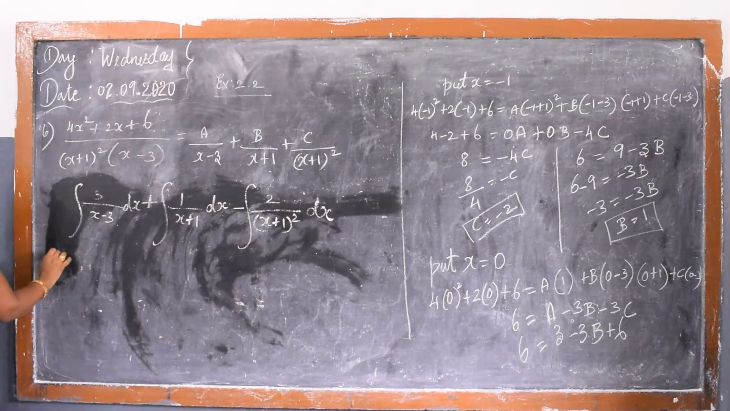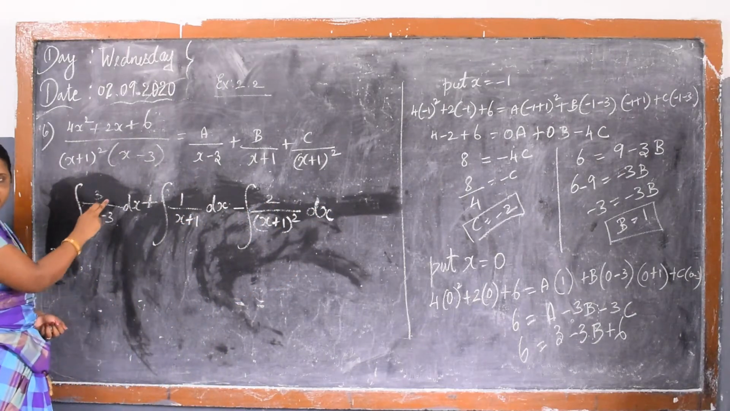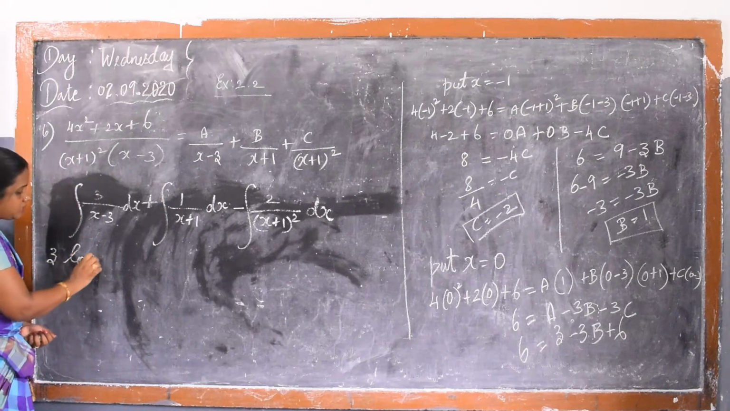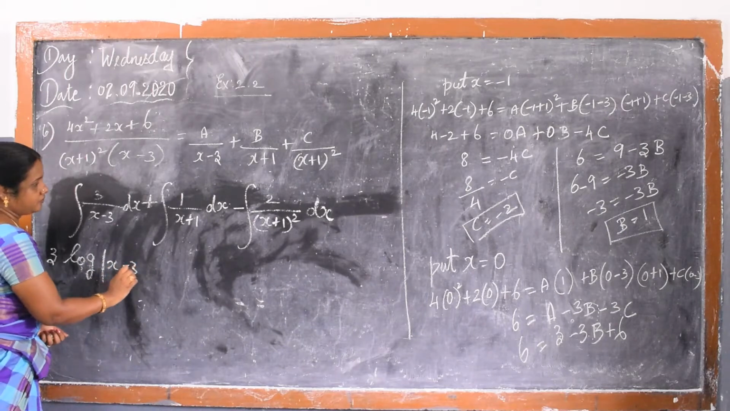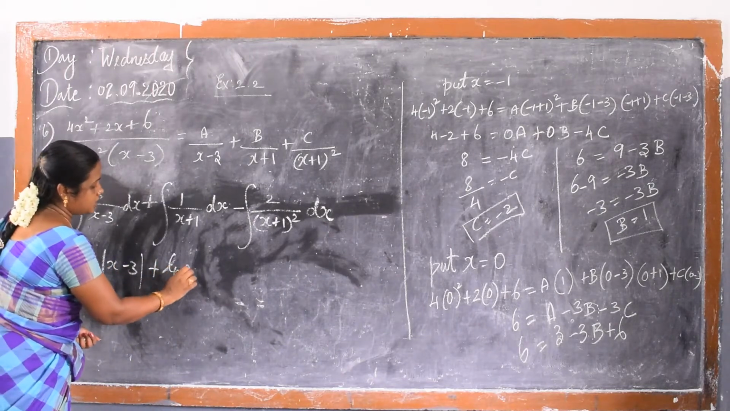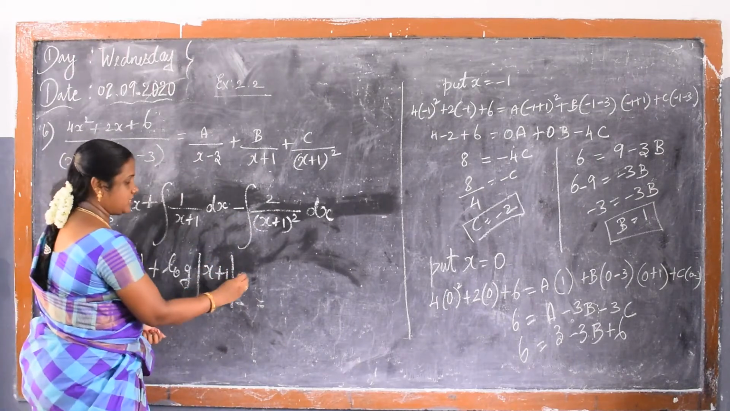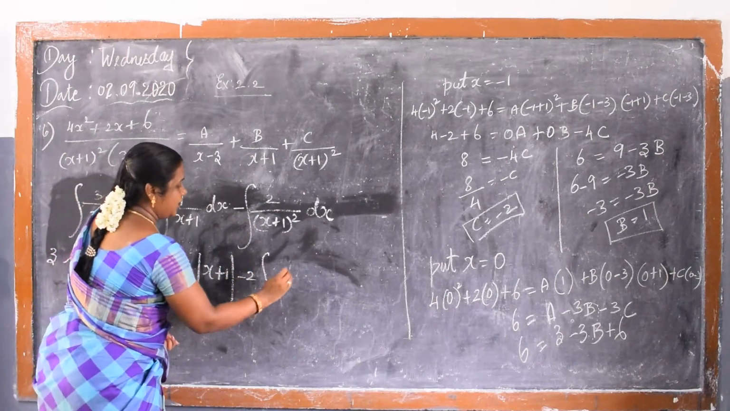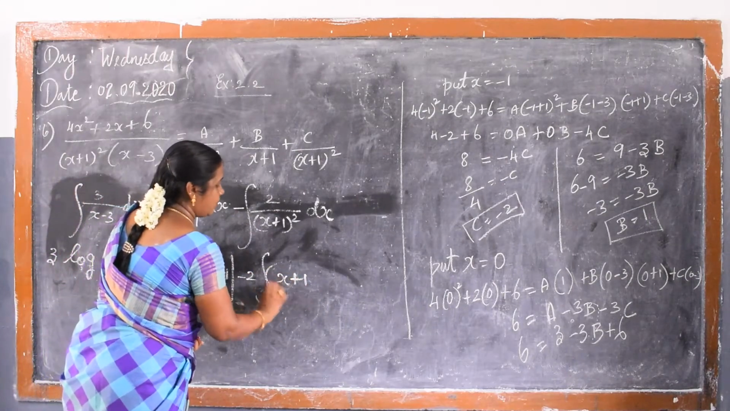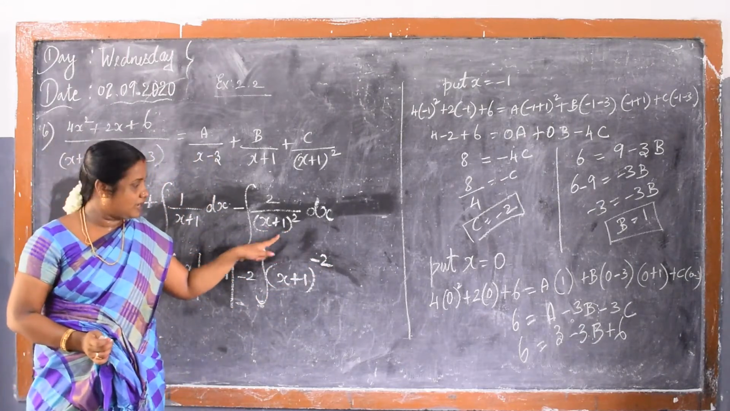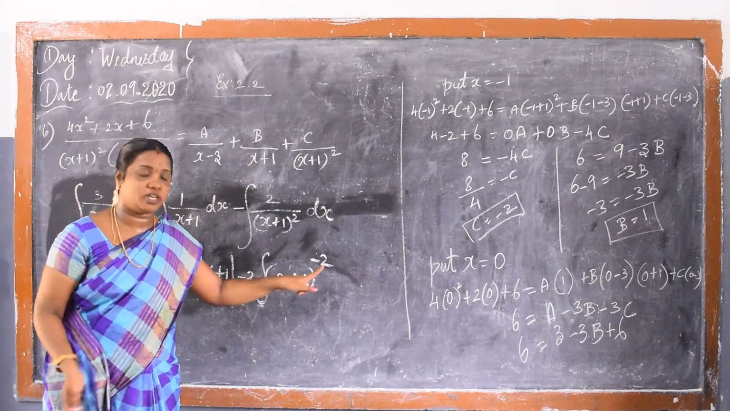Take 3 outside. What is the answer here? The integral of 1 by x dx is log x. So log x minus 3. Here log x plus 1. Again, take 2 outside. That means minus 2 integrate; take this to the numerator, x plus 1 whole square in the denominator will become minus 2 dx.